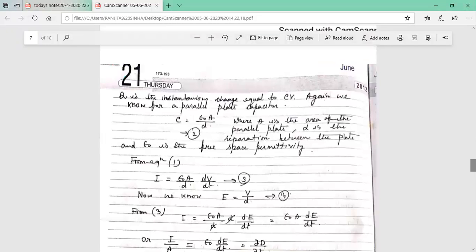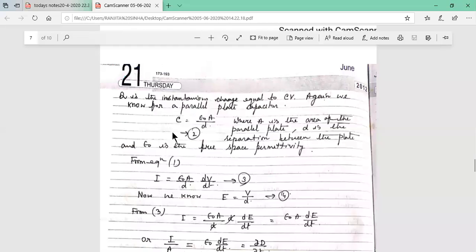Now Q is the instantaneous charge equal to CV. Again we know that for a parallel plate capacitor, the capacitance C equals epsilon 0 A by d, where A is the area of the parallel plate, d is the separation between the two plates, and epsilon 0 is the free space permittivity. Now this equation also we know. Now I equals what?